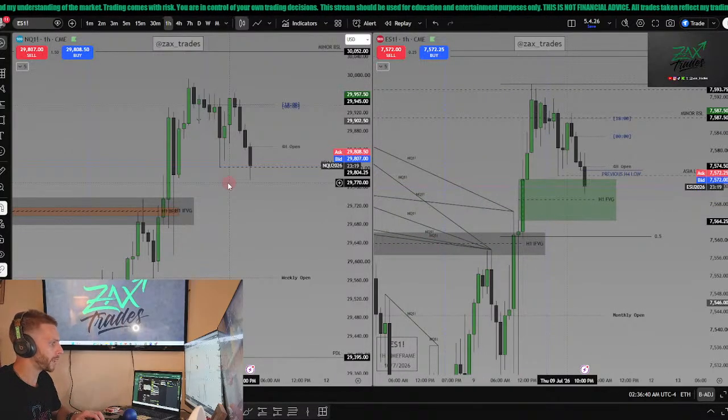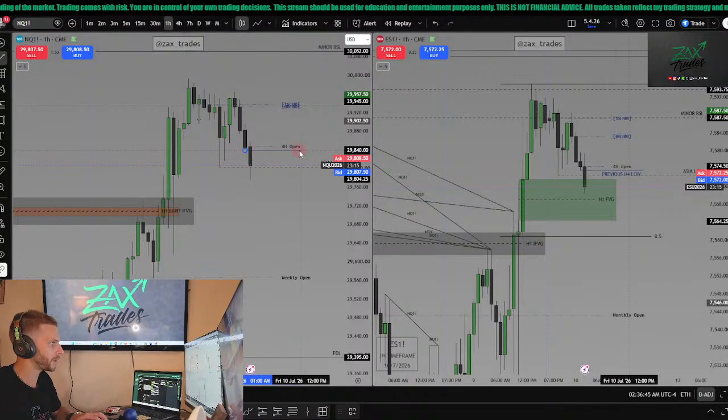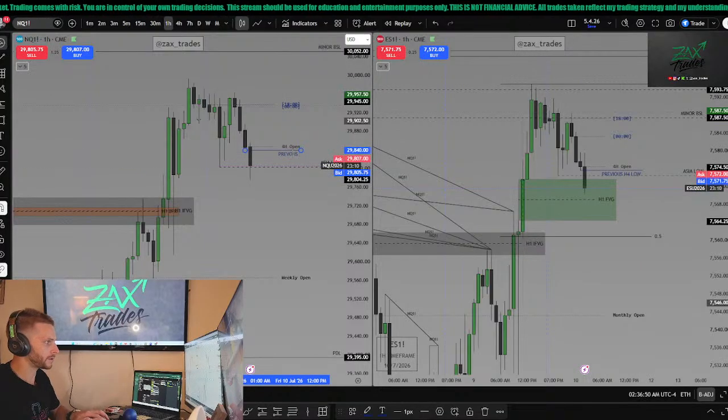All right, so back here on NQ, here is our previous H4 low.